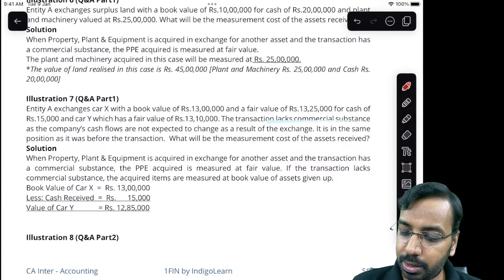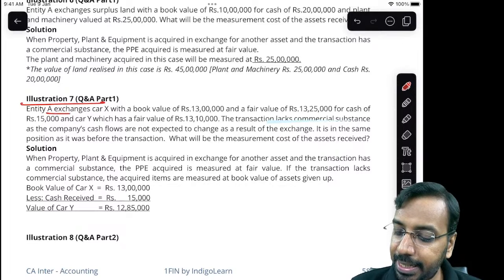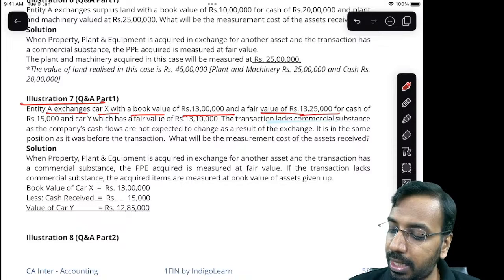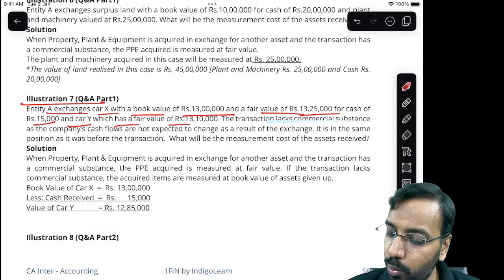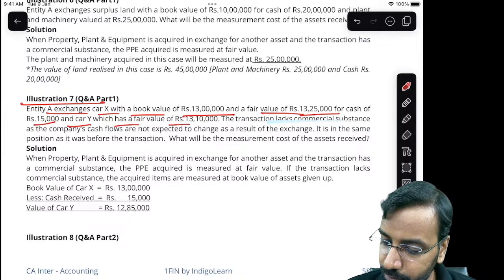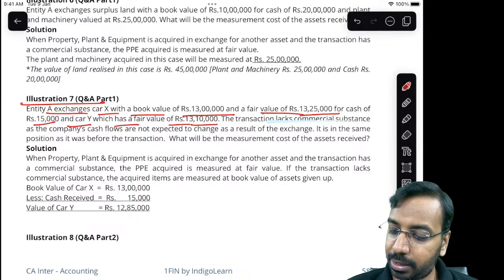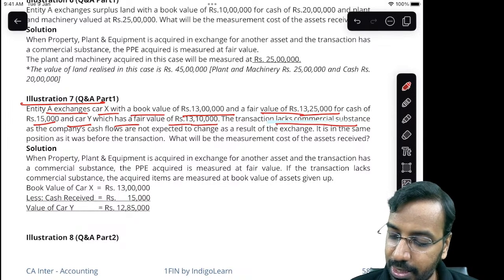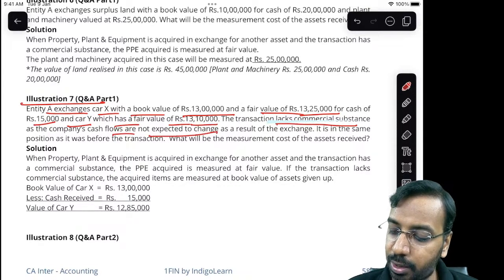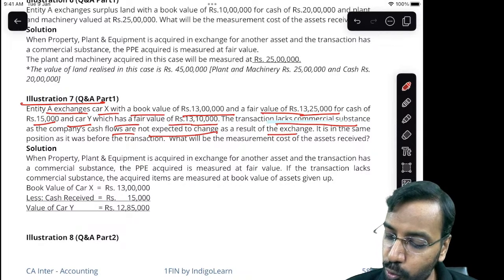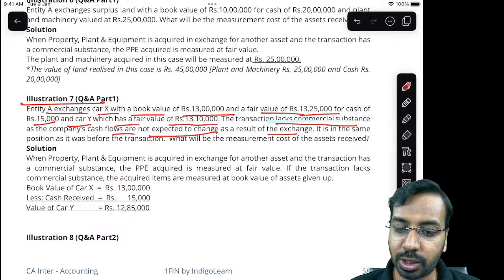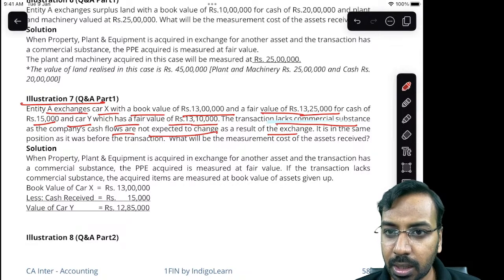So here, this one is on exchange. Entity A exchanges car X with a book value of 13 lakhs and a fair value of 13 lakh 25,000 for cash of 15,000 and car Y which has a fair value of 13 lakh 10,000. The transaction lacks commercial substance because the company's cash flows are not expected to change as a result of the exchange.